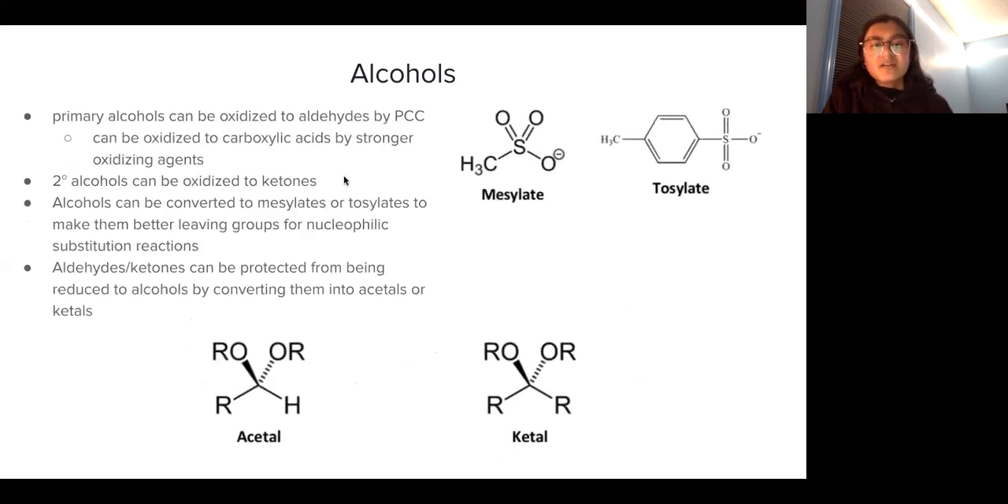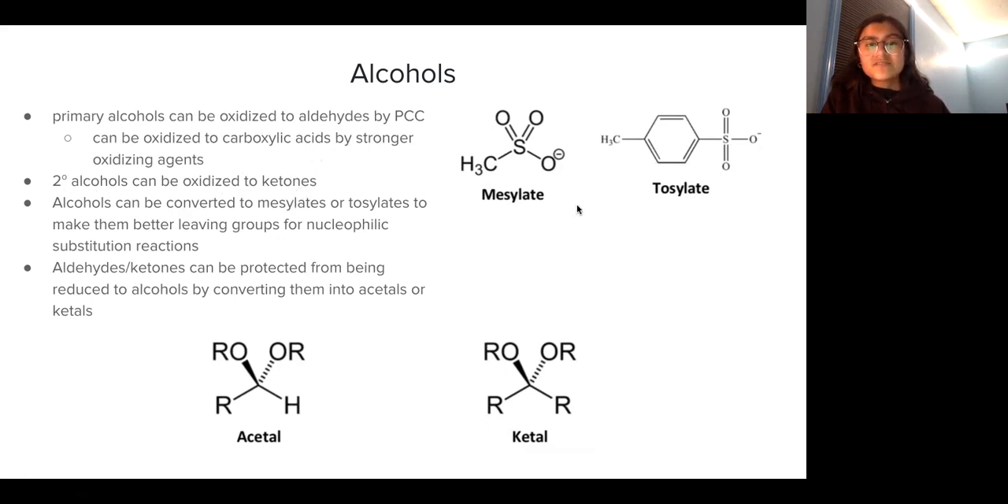So primary alcohols can be oxidized to aldehydes by PCC. I have a table on oxidation and reduction that you'll see in a few slides that summarizes this, but I thought to include it here as well. So they can be oxidized to aldehydes by PCC, and to carboxylic acids by even stronger oxidizing agents. Secondary alcohols can be oxidized to ketones.